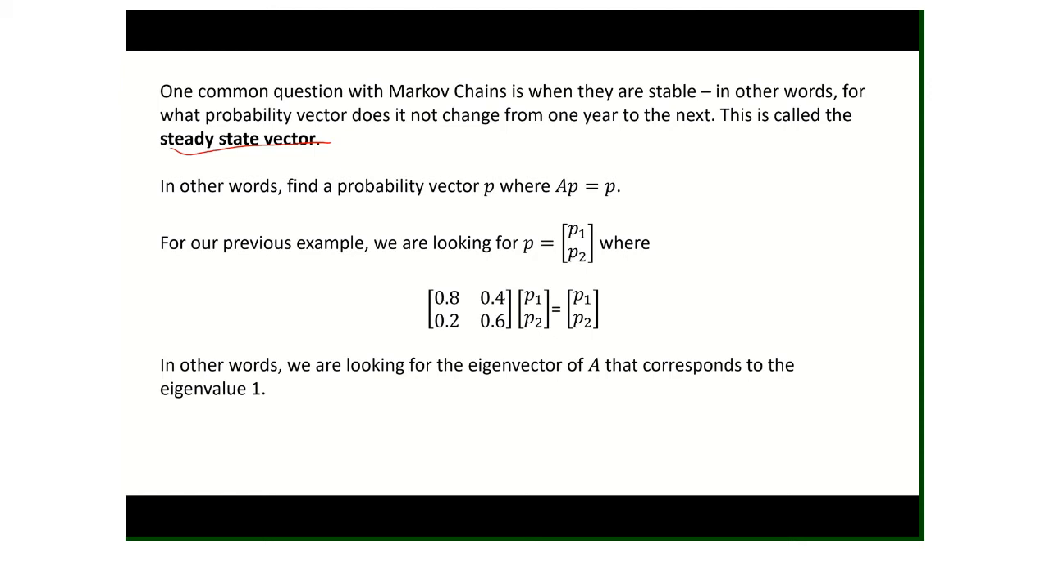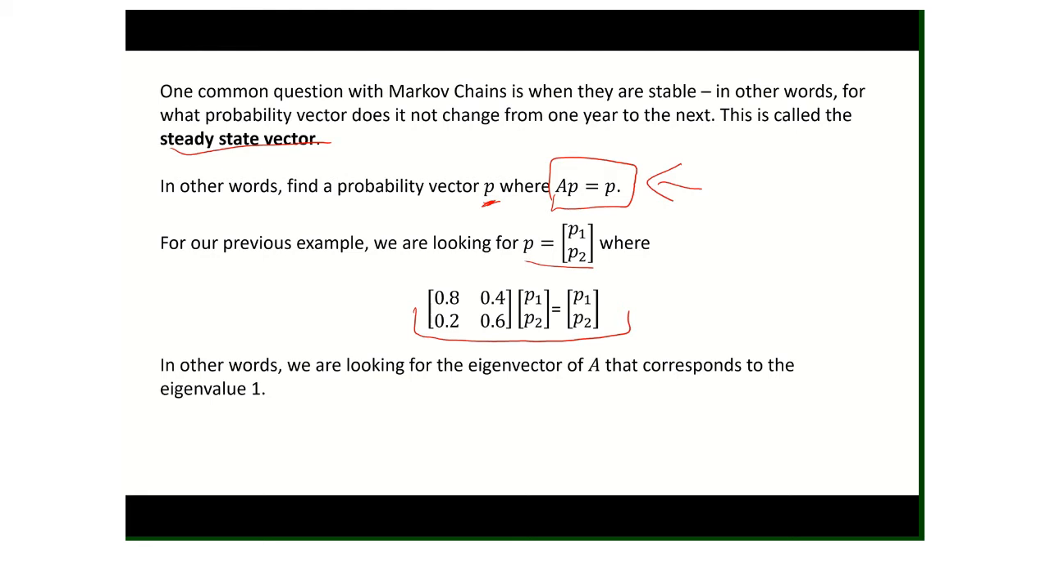It remains constant. In other words, what does that mean? We're looking for a probability vector where AP is equal to P. So applying the transition doesn't change the probabilities. So in our previous example, we're looking for a vector P1, P2 that has that relationship, where multiplying it by the matrix doesn't change it. Now that, after our last lesson, should look familiar. This is the eigenvector of your matrix that corresponds to the eigenvalue of 1.